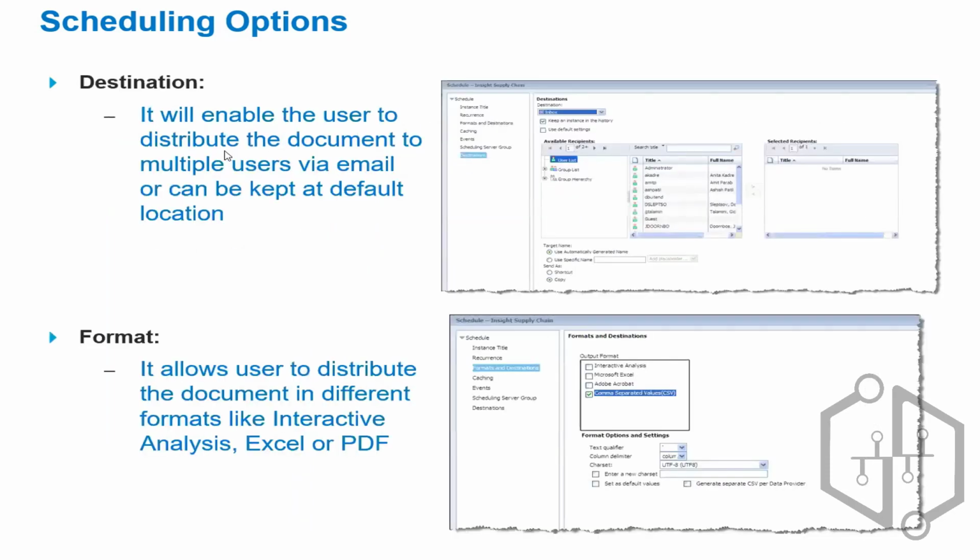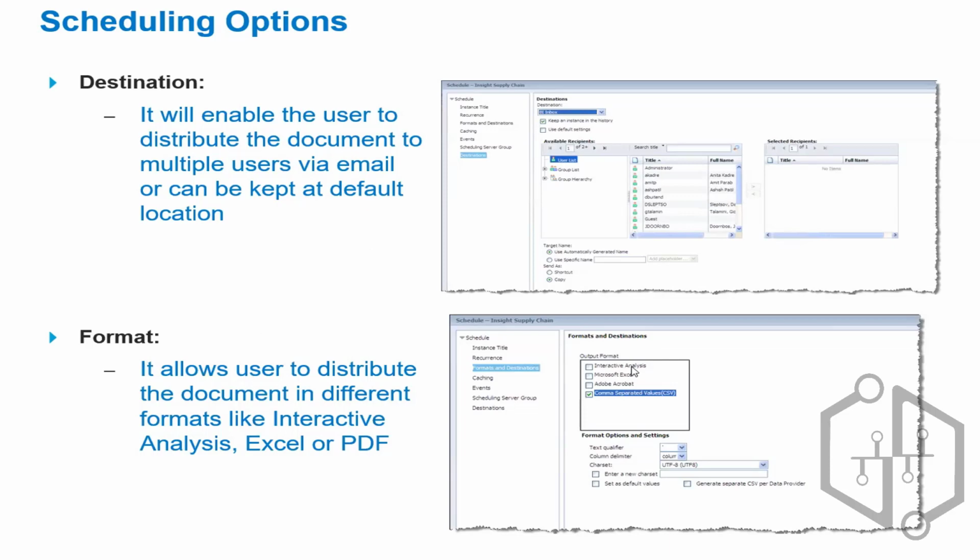Destination will enable the user to distribute the document to multiple users via email, or it can be kept at a default location. We can send it as an email, or we can send it to BI inbox. If I select BI inbox, it will send it to the inbox, so whoever has access to BusinessObjects Launchpad, from those users we can select and send. Or if we put email instead of BI inbox, if the recipients don't have BO access, they can still see the output in Excel format. If we send it in Excel version to their mail IDs, they can see the data and do their analysis.